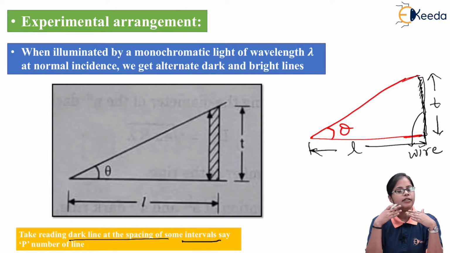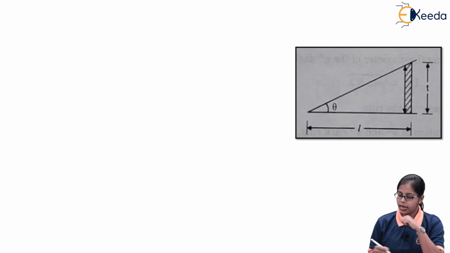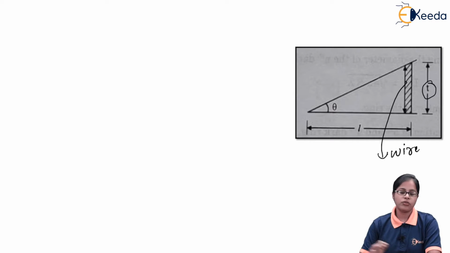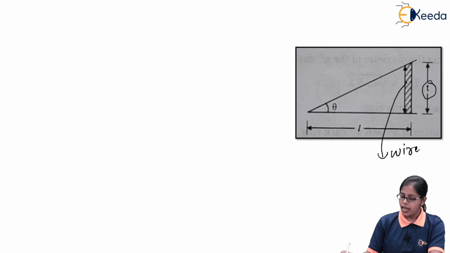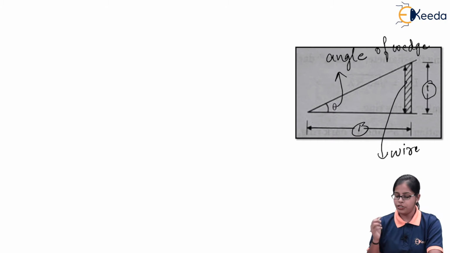So we have considered the dark line readings, and using this diagram we can calculate. This is indicating the wire of certain thickness which we have to determine. T is indicating that unknown thickness of the wire, and L indicates the length of the glass plate. Theta is indicating the angle between the two glass plates, which forms the shape of a wedge. So we can write it as the angle of the wedge.